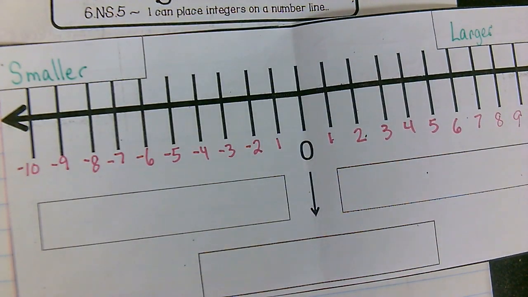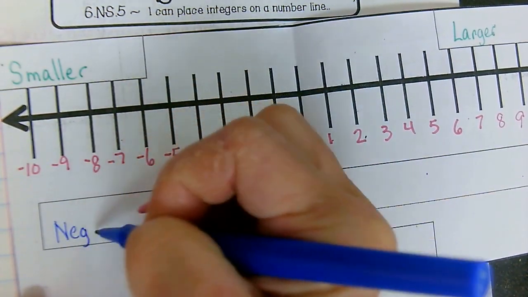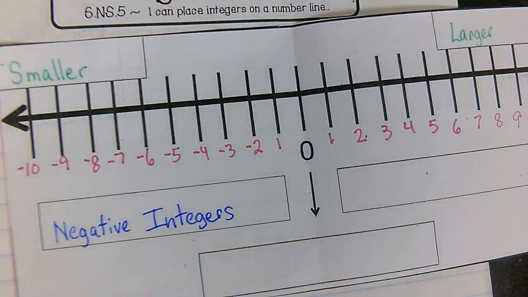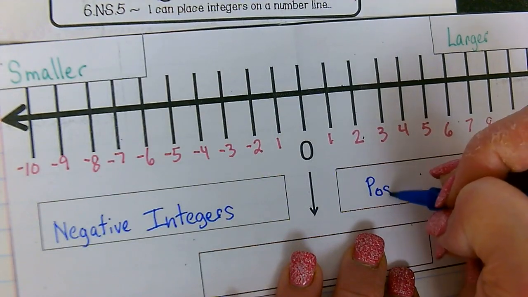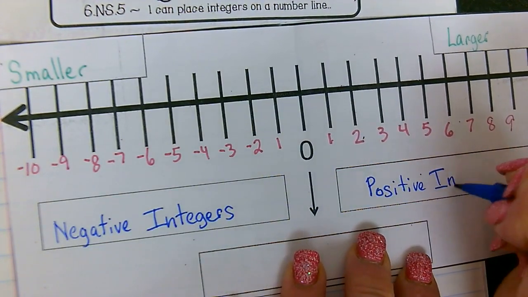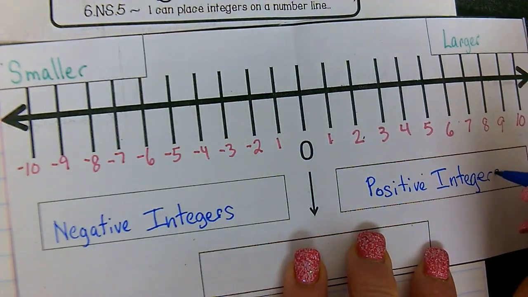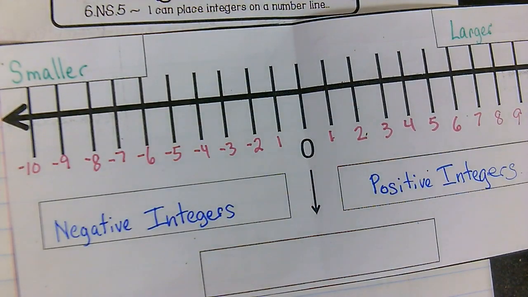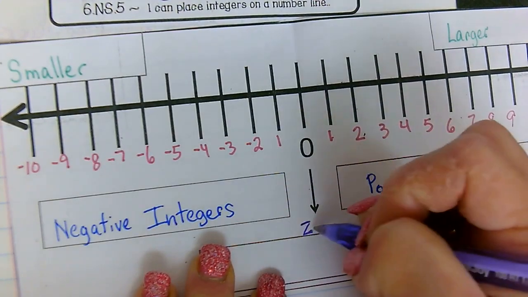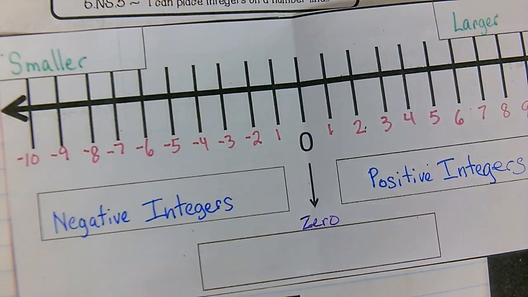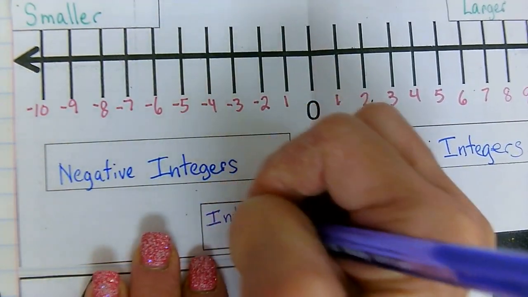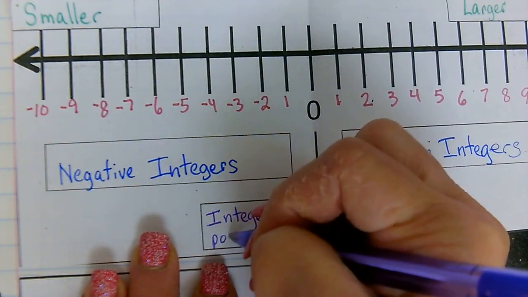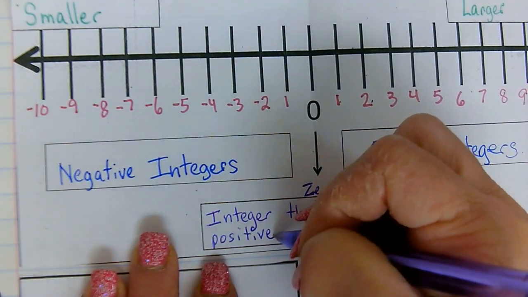Everything there includes negative integers. And everything to the right includes all positive integers to the right of 0. Okay? And then this arrow is pointing down from 0 because this number right here, this number of 0, this integer is not positive and it's not negative. Integer that is not positive nor negative.